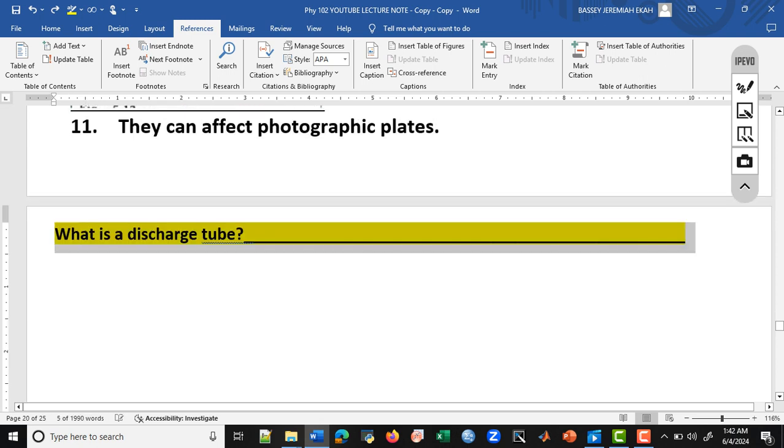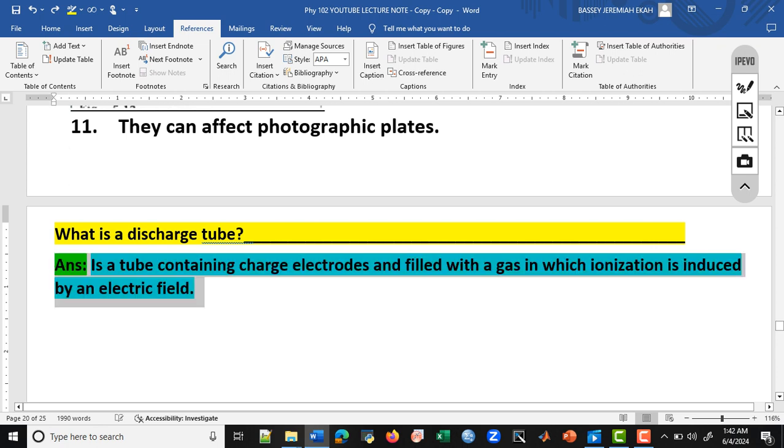This other question says, what is a discharge tube? A discharge tube is a tube containing charged electrodes and filled with a gas in which ionization is induced by an electric field.